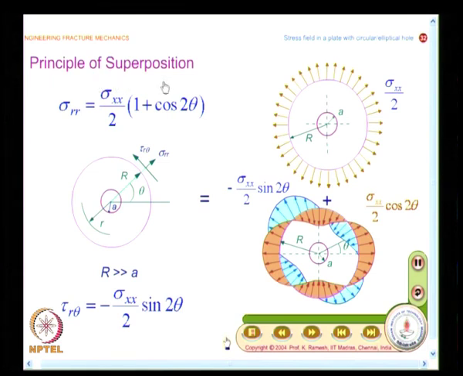So, that is the reason why I thought that I should emphasize the principle of superposition has been used even in your conventional theory of elasticity approach. It is not something new. The strength comes from your linear elasticity, that is what is important.